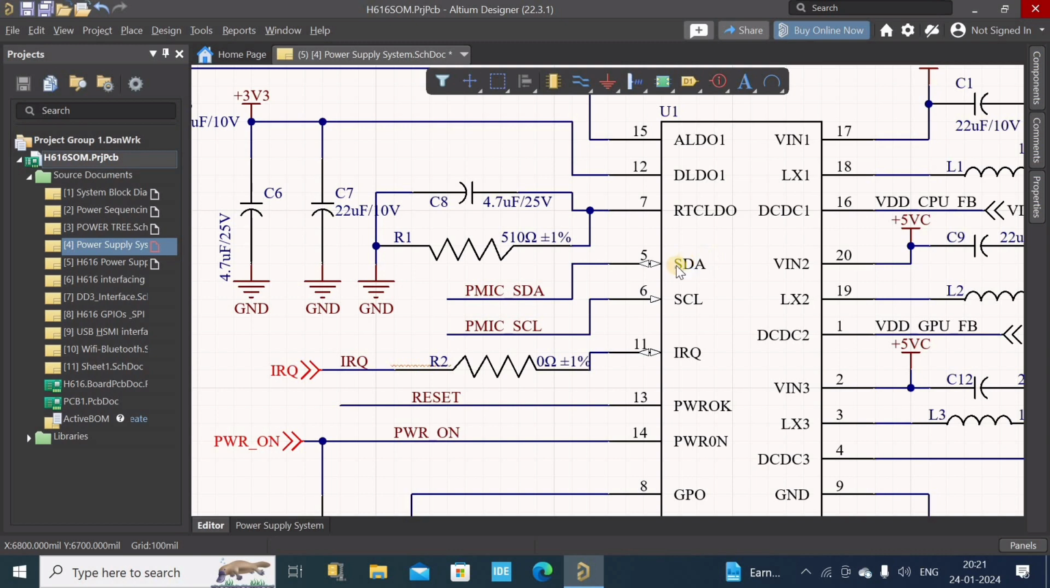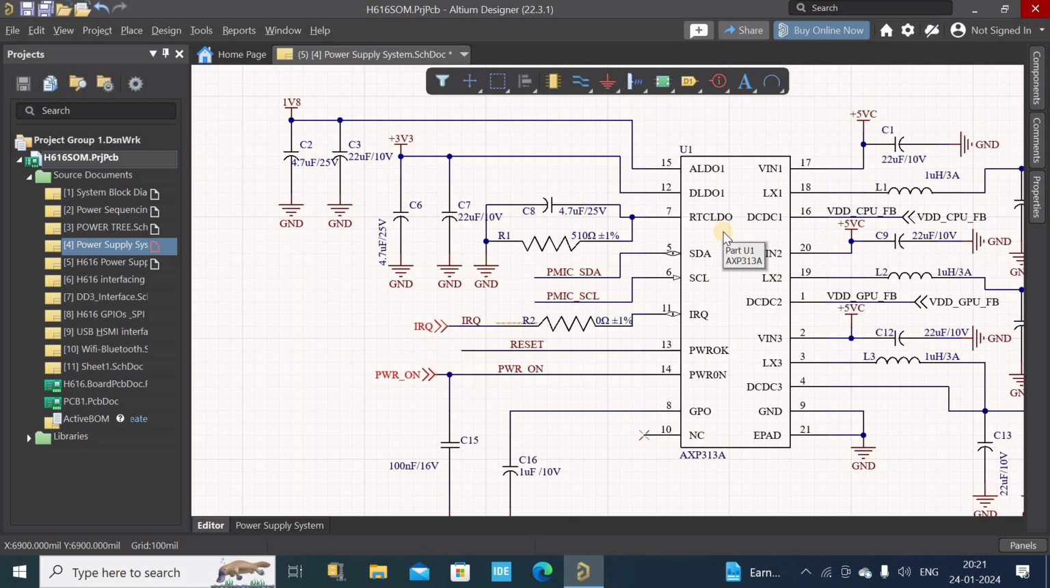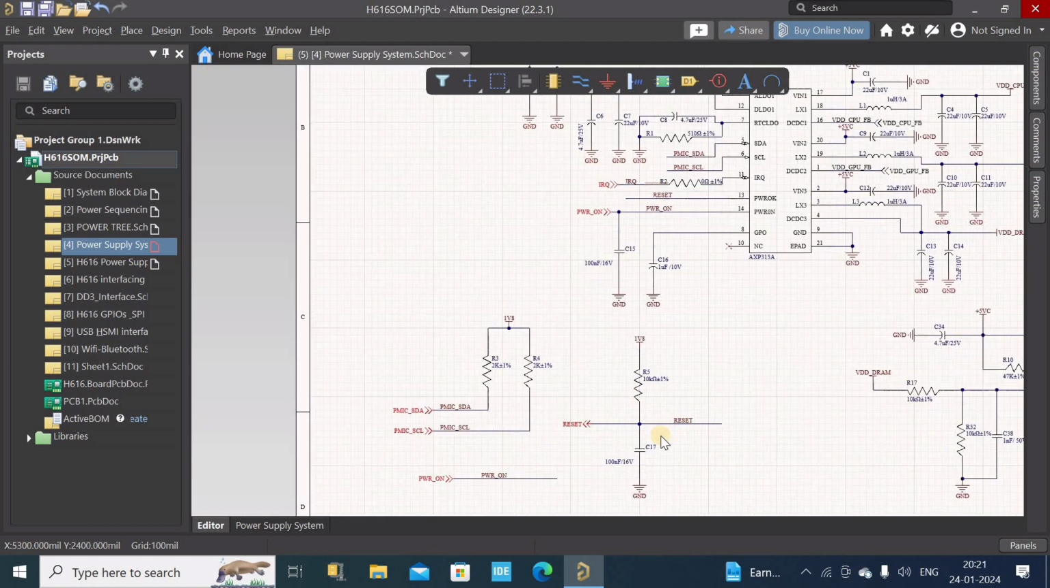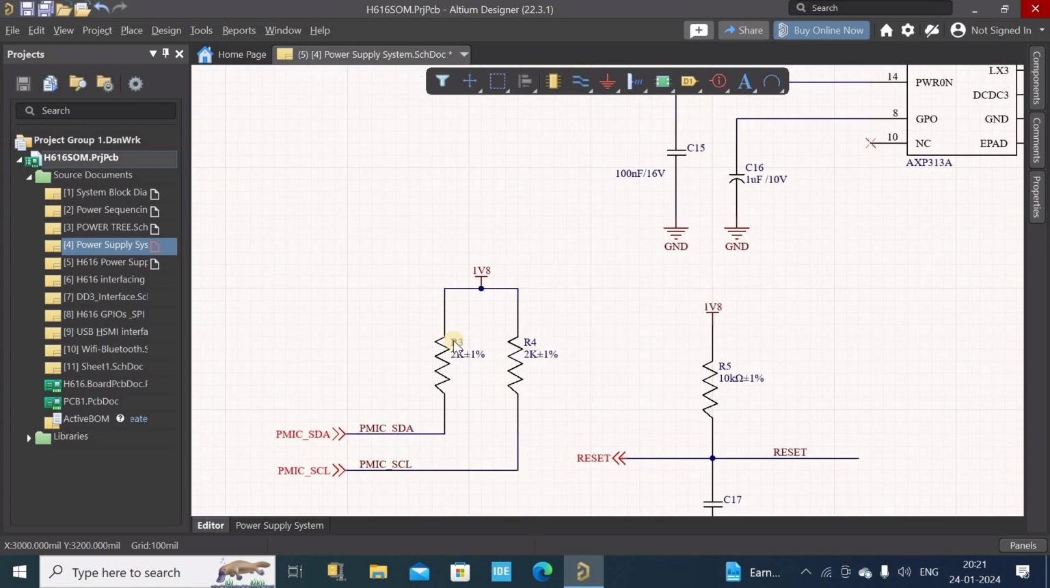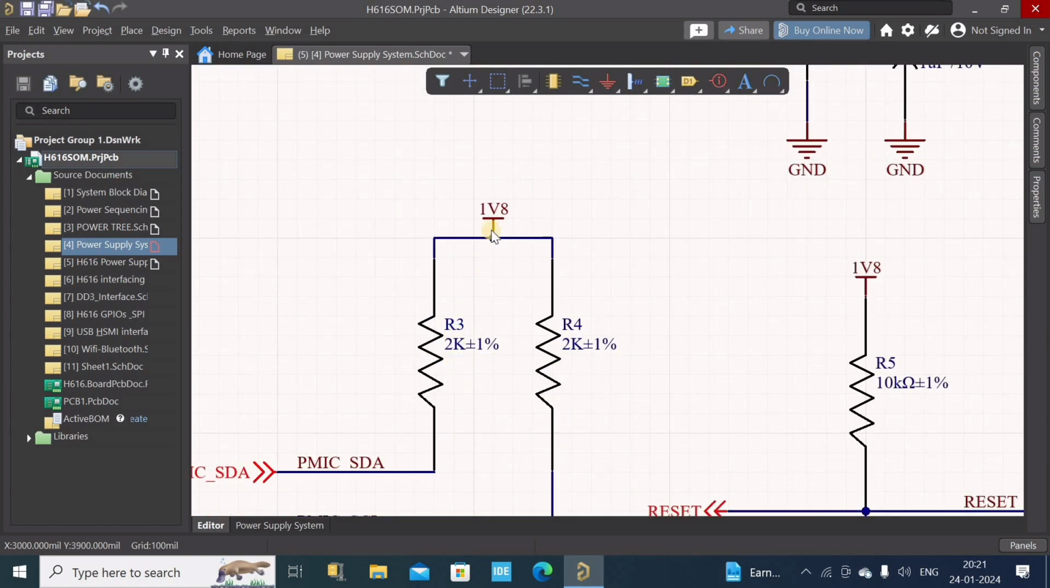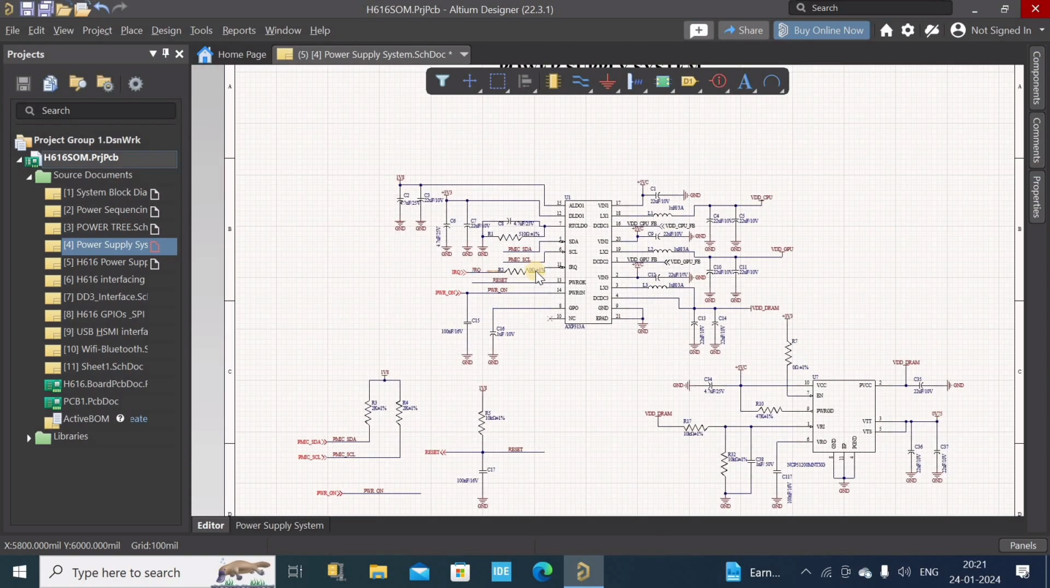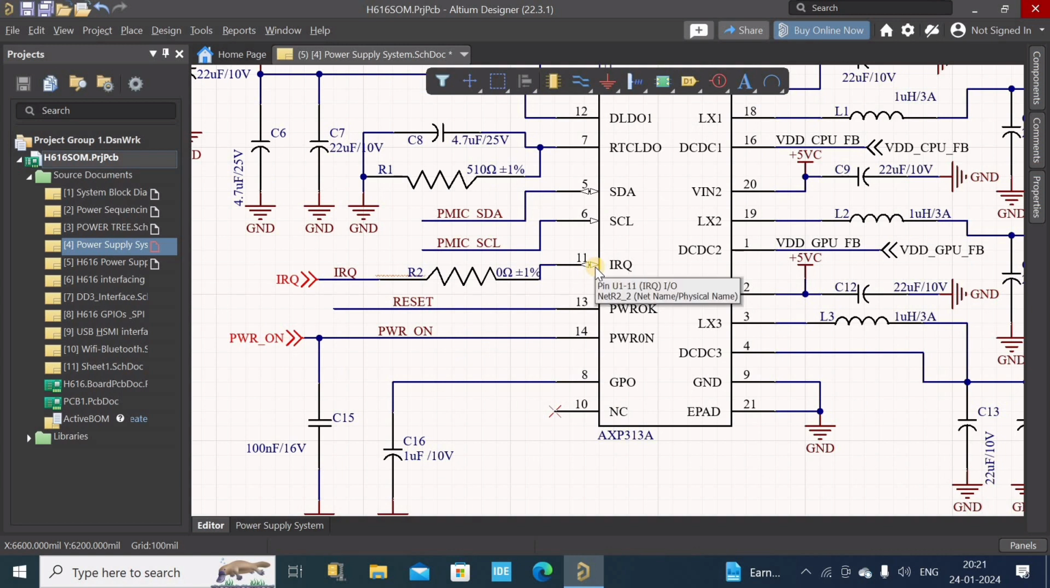Down here, these two pins are the I2C communications for interfacing with the SOC or host. As you are aware of I2C communications, in this case also they are pulled up to 1.8 volt through these two resistors, 2 kilo ohm. And down here we have IRQ for reset. These are IO pins. Whenever the whole system is in sleep mode and we have to wake it up, then we use this pin.